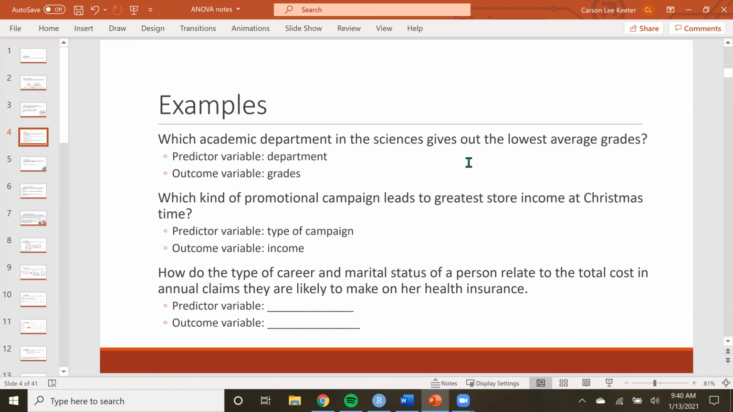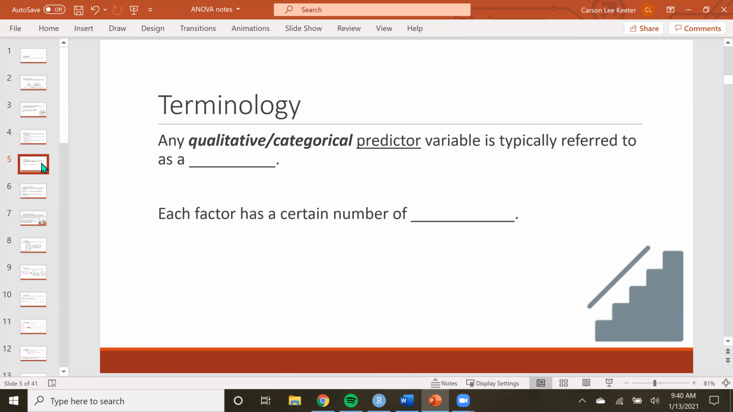We work with groups, and statistically, we call these groups factors. The qualitative or categorical predictor, with different categories, is typically referred to as a factor in ANOVA, in the ANOVA world. So our grouping variable, our categorical predictor, is usually called a factor, and that's what we saw in R when we had to make some of our groups a factor.